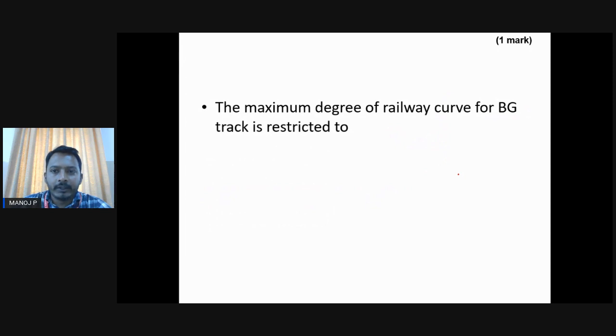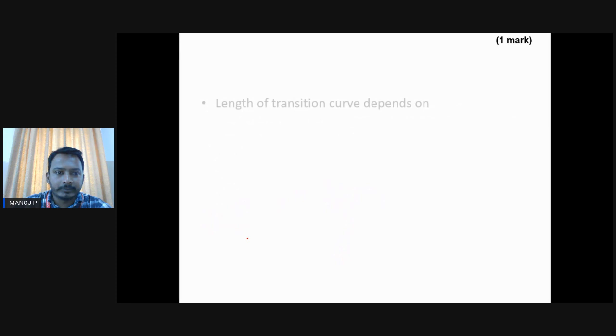Maximum degree of a railway curve for a broad gauge track is restricted to how much? In a broad gauge track, the degree of curve provided here is restricted to 10 degree.